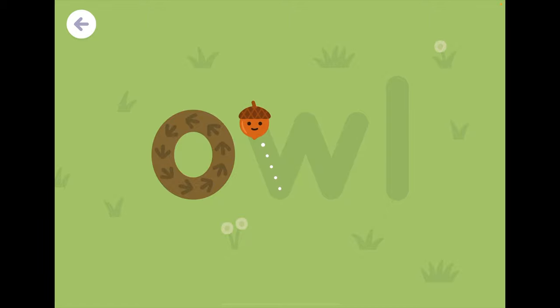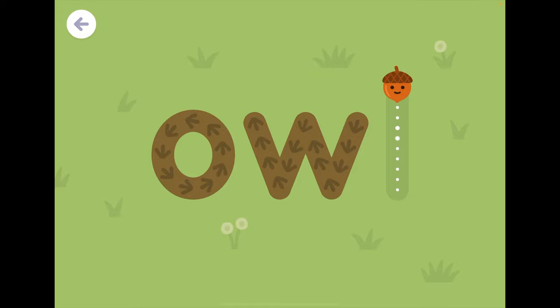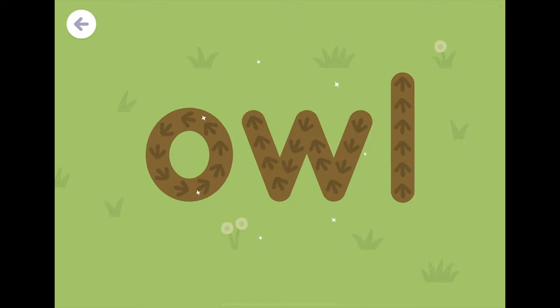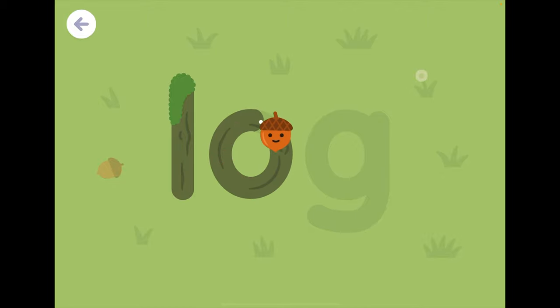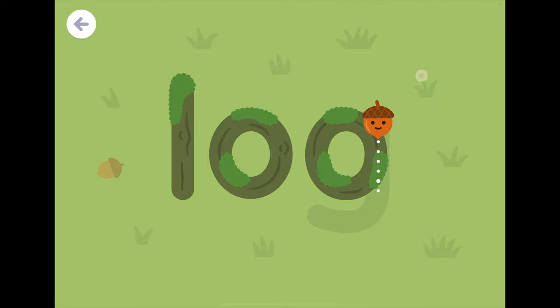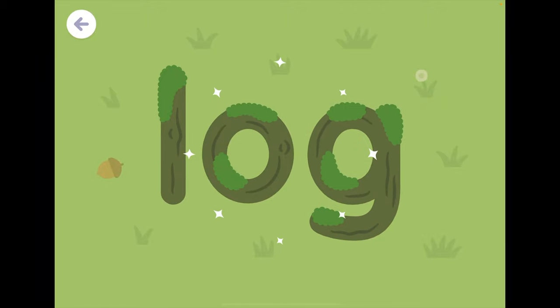Now we get to trace a W. Now an L. Do you know what this spells? Owl. All right, let's trace an L. L. Now let's trace another O. O. And let's trace a G. G, G, G. Log.